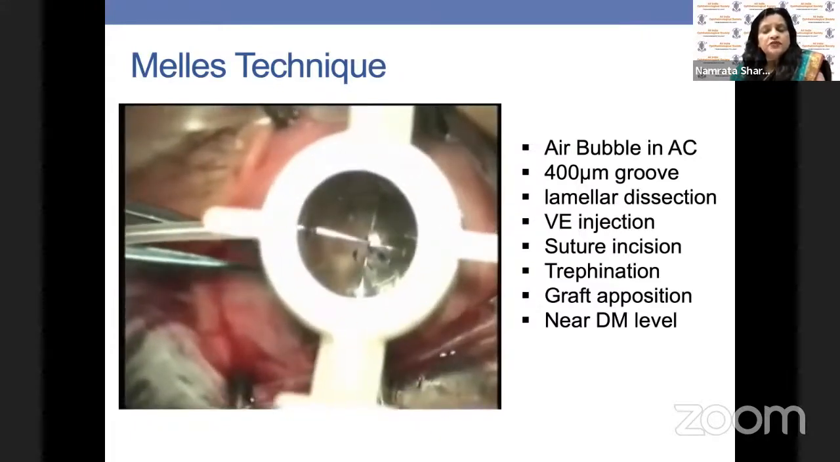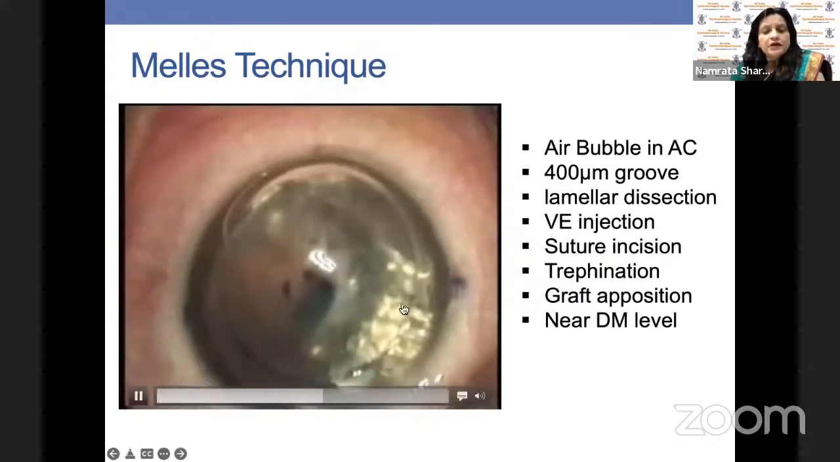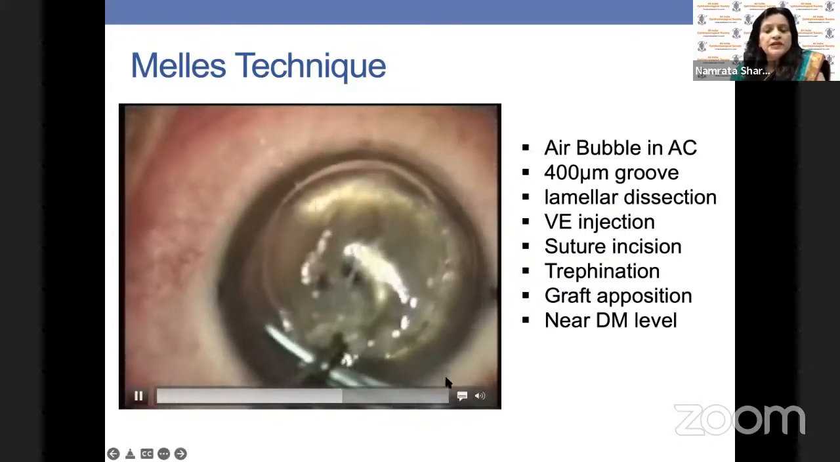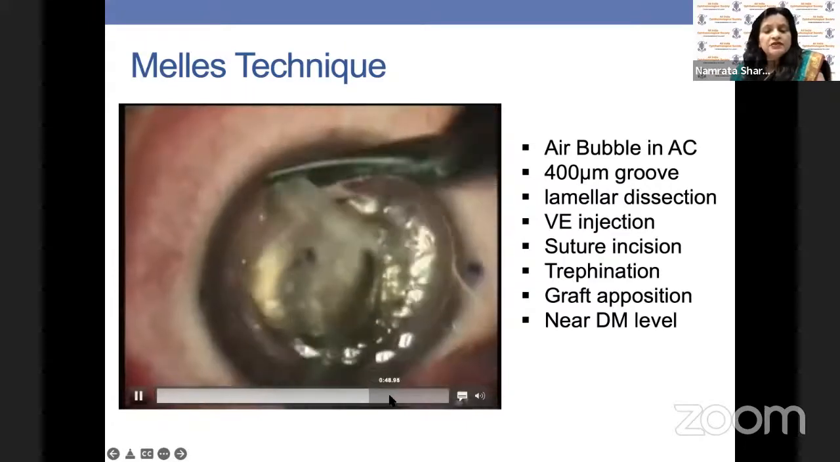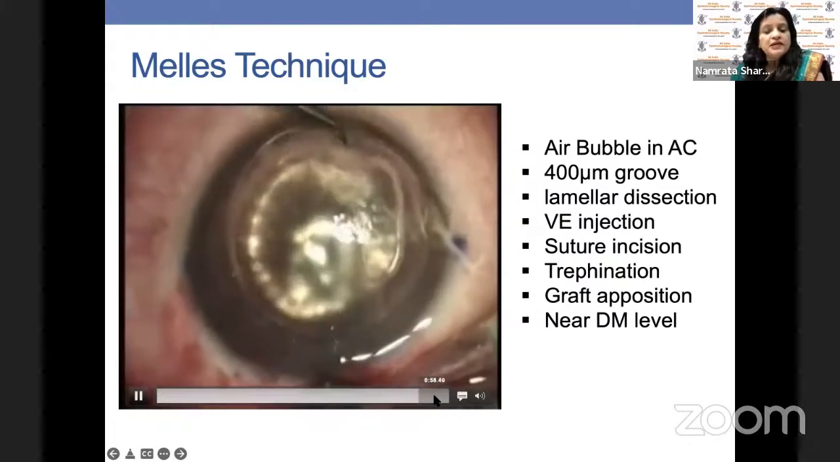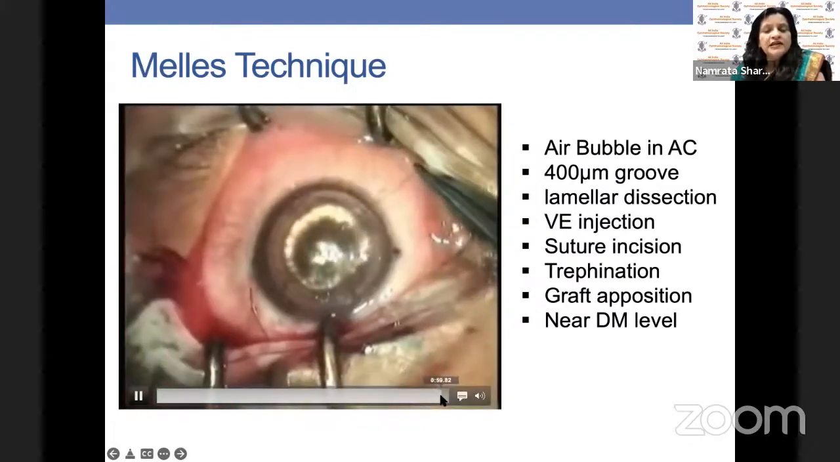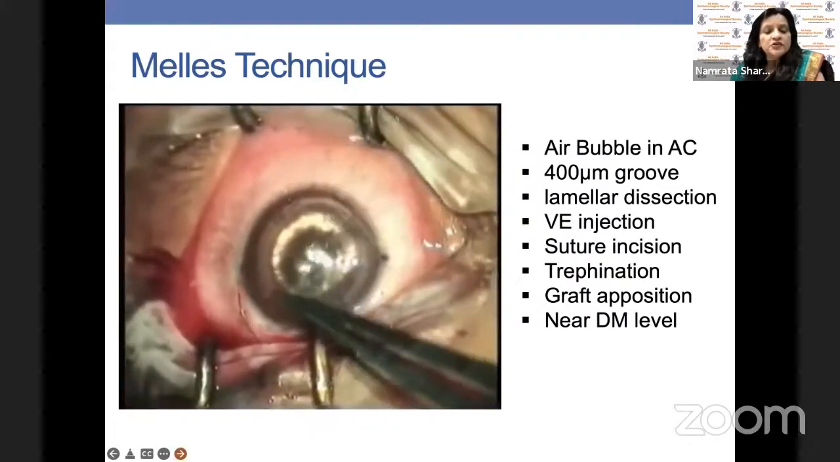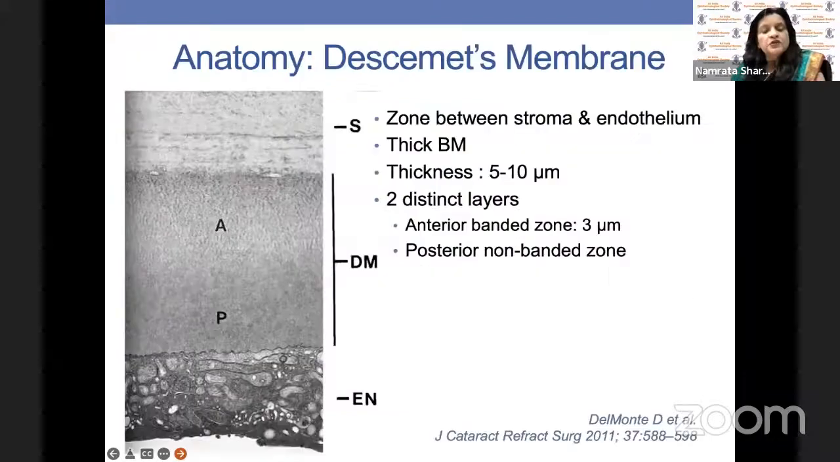Following which trephination is done, and the anterior part of 400 microns is removed. And so you do reach up to near the Descemet's membrane level, and after excising this, a full thickness donor cornea is taken, which is bereft of the endothelium, and then is sutured tightly with 10-0 monofilament nylon sutures. Then the host graft disparity is generally kept less, about 0.25. Some people even like to keep the same size graft.